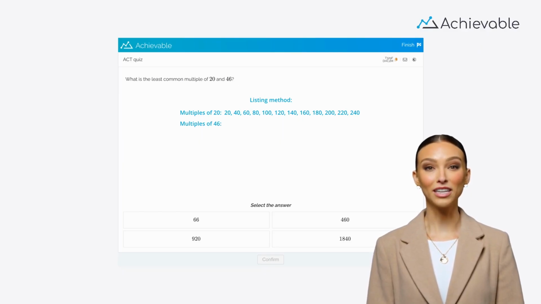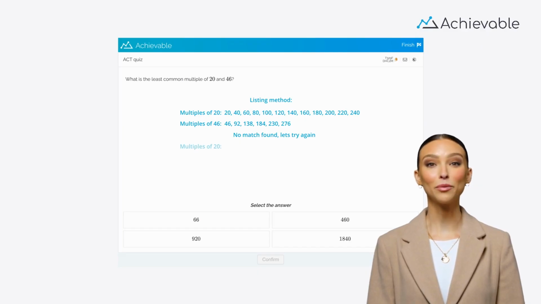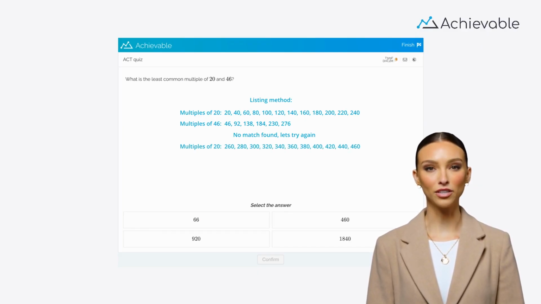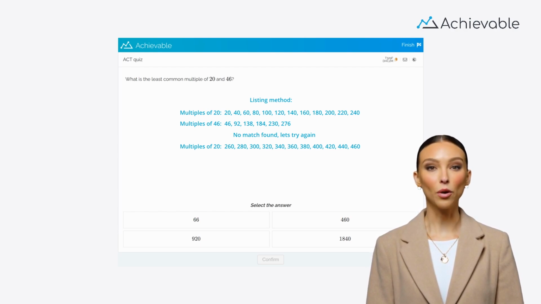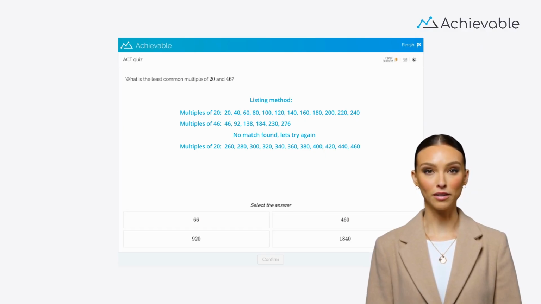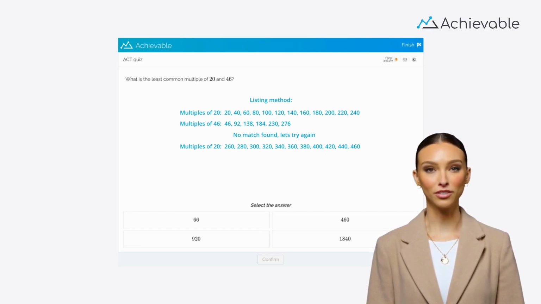Now, for 46: 46, 92, 138, 184, 230, 276. We don't see a match yet, so let's go further. Next, multiples of 20: 260, 280, 300, 320, 340, 360, 380, 400, 420, 440, 460.